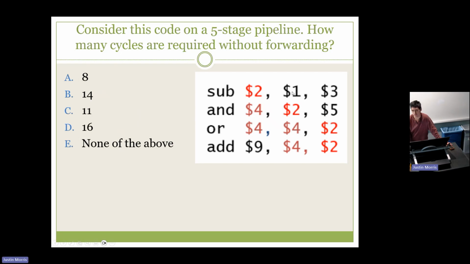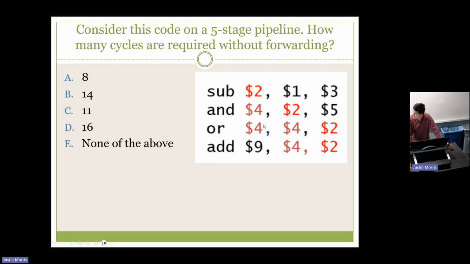Oh, you're talking about just completing the first sub? Yeah. Okay. And then you need to stall 2 cycles, increasing the count to 3, and 5 plus 3 would be 8. Then, or, you would also need to stall again, making it 11. And then add, you need to stall 1 more time, making it 14. And by stall 1 more time, you need 2 more cycles. Alright. So this is correct.